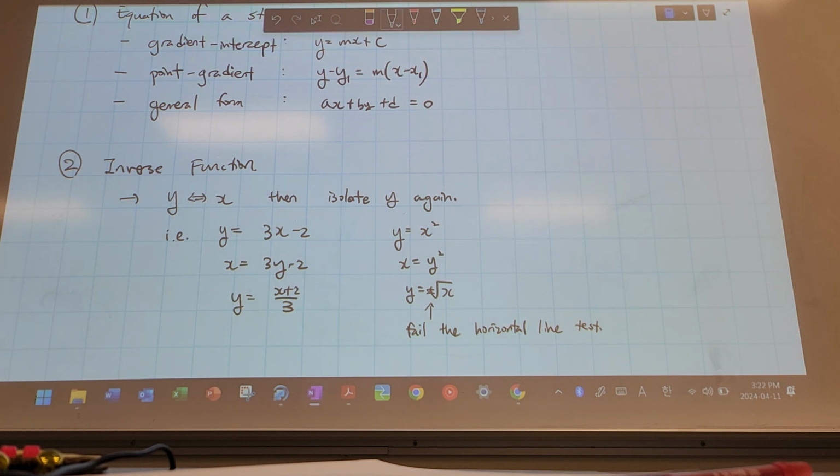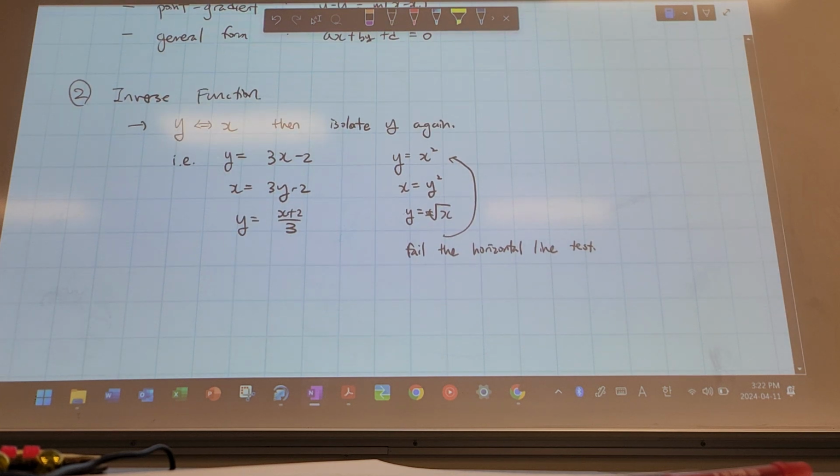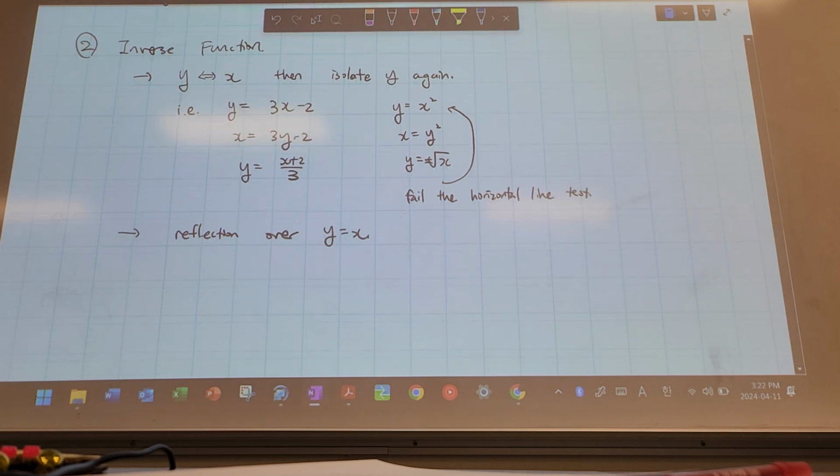So you can imagine the graph of y equals x squared. If you do a horizontal line test, you have multiple intersections. So then it does not have an inverse function, unless you restrict the domain. So that's one way to think about it. Another way to think about it is graphically: a reflection over y equals x. So you can find the inverse function by doing the reflection over y equals x.